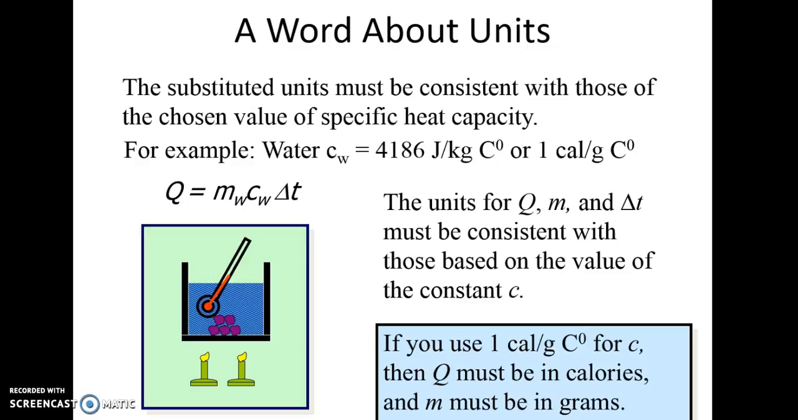So a word about units. The substituting units must be consistent with those of the chosen value of specific heat capacity. So we have this ugly thing with joules, kilogram centigrade, and we have 1 calorie per gram centigrade. So the units for Q and M have to be consistent. If you use calories, then your Q must be in calories. So you have to pick between the two things here.